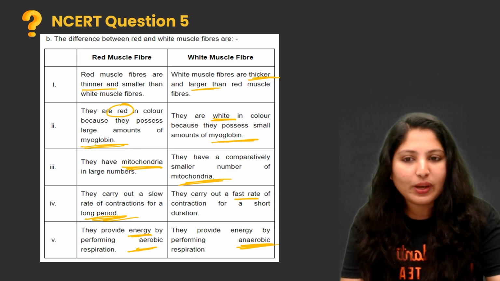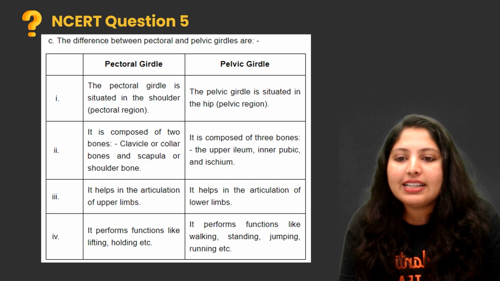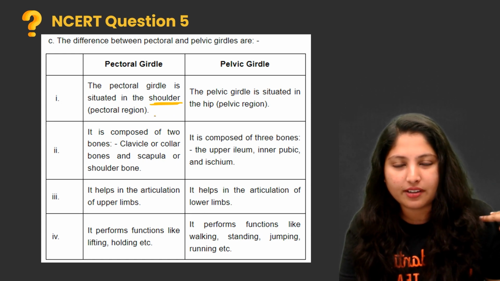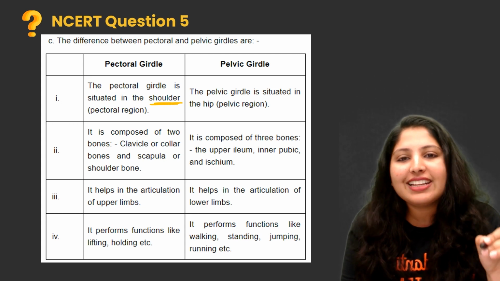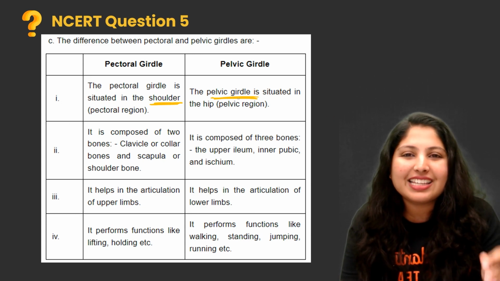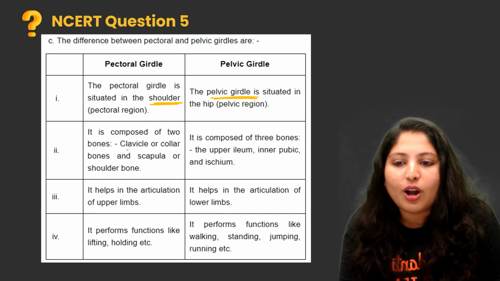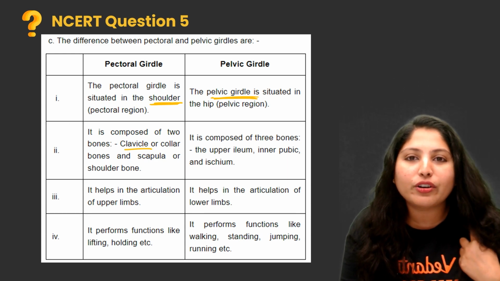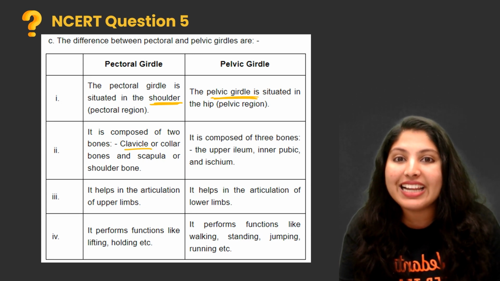Next one is pectoral girdle and pelvic girdle. The pectoral girdle is situated in the shoulder region, whereas the pelvic girdle is present in the hip region. The pectoral girdle is composed of bones called the clavicle. Clavicle means beauty bone. So this bone is known as the beauty bone, or collar bone, or clavicle.